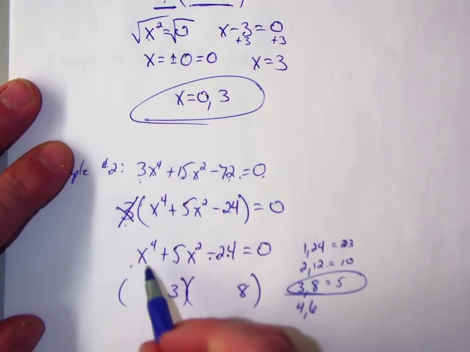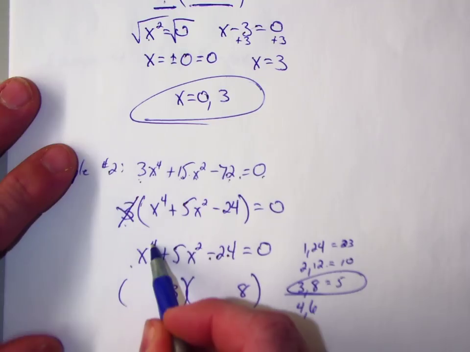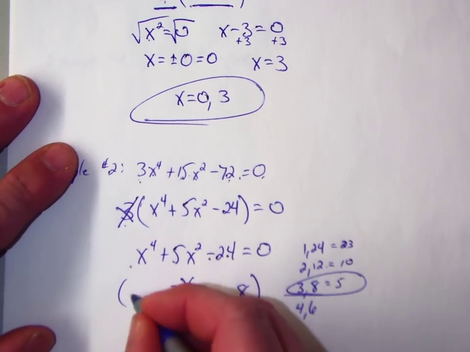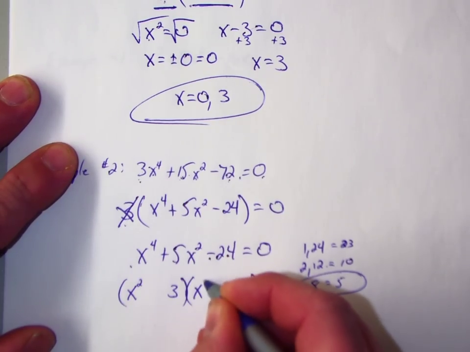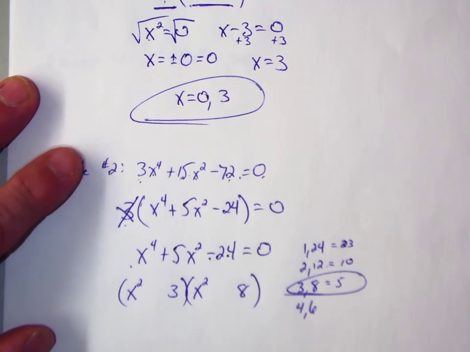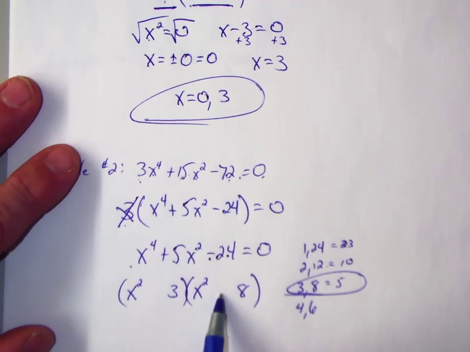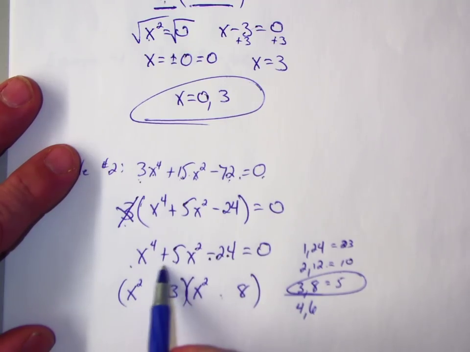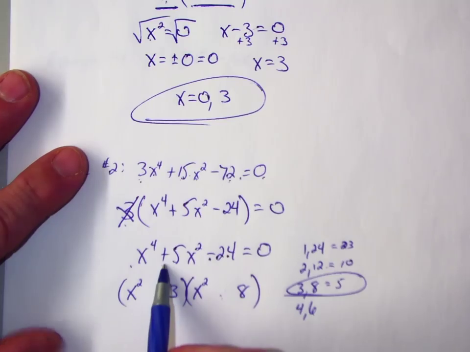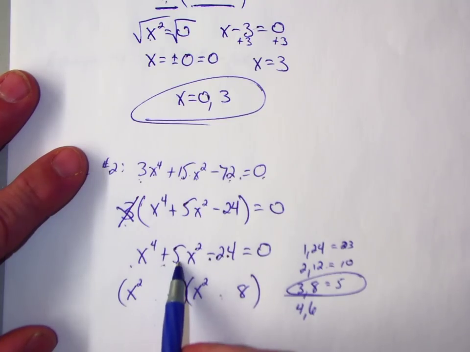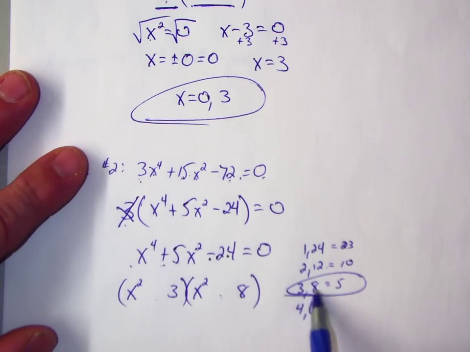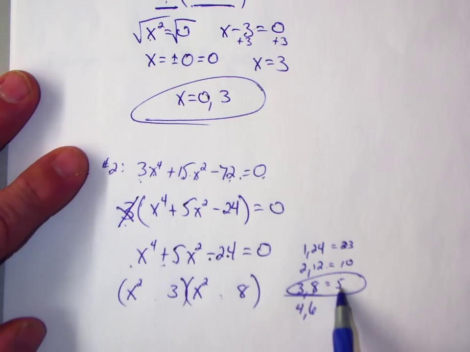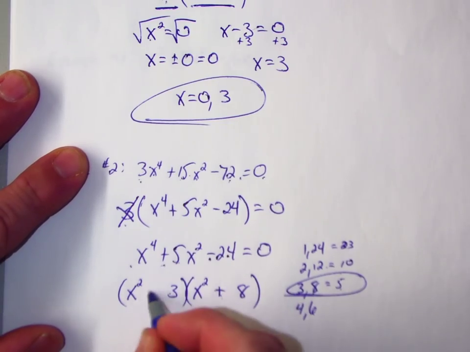Now, what's different about this is this x to the 4th. Well, what times itself gives me x to the 4th? X squared. Okay. Now, subtracting means both of these signs have to be opposite. One's got to be positive, one's got to be negative. Well, this right here determines which one's which. I want my answer to be a positive 5. So when I take 8 and 3 and I subtract them, I want to get a positive 5. So that means 8 must be positive and the 3 must be the negative.